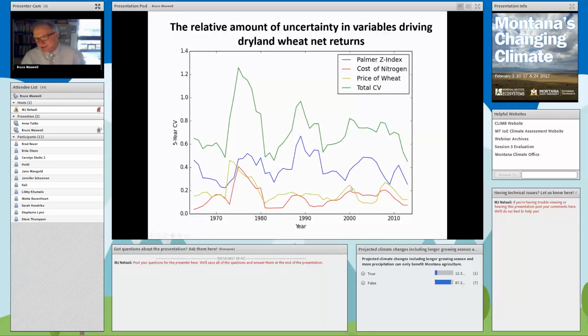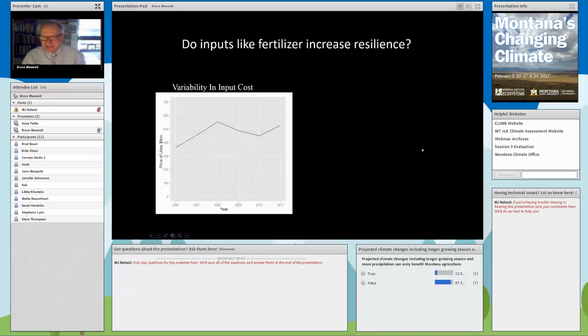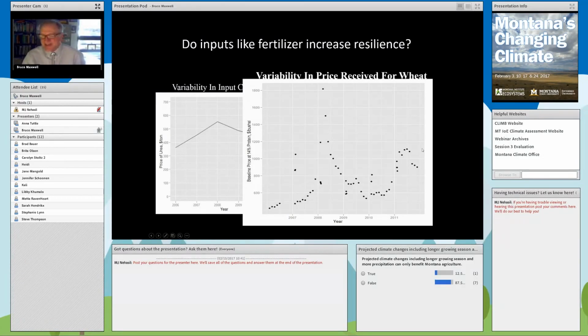So we have variability in input costs, variability in prices received, and so what does that mean? And can we simply use inputs like fertilizers to increase the resilience of our system, which has been the pattern in much of our crop production?